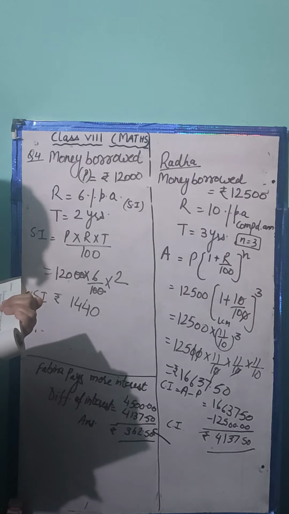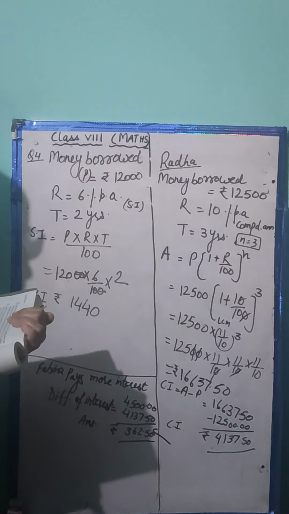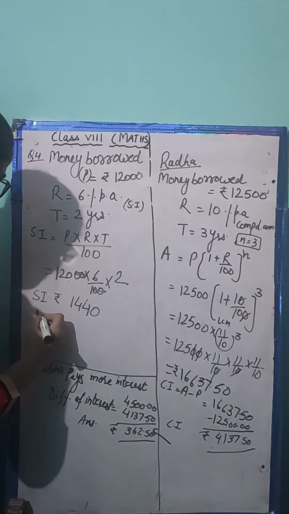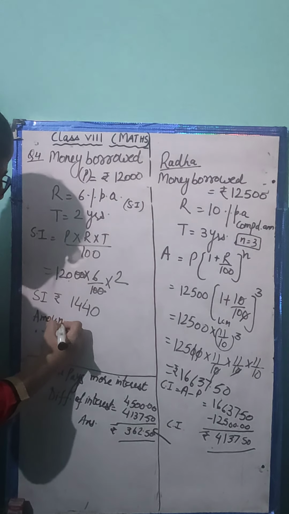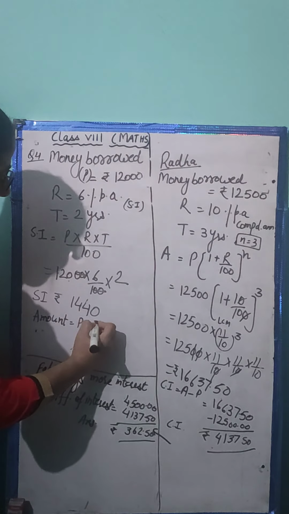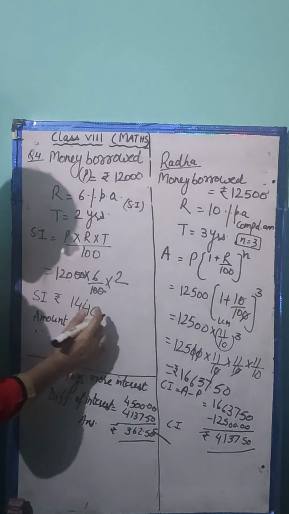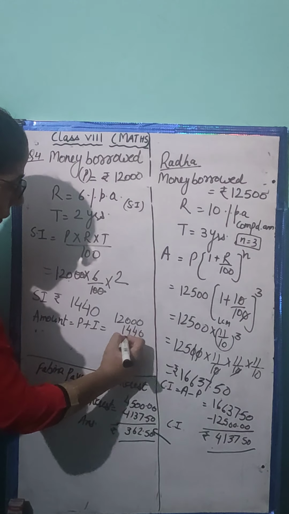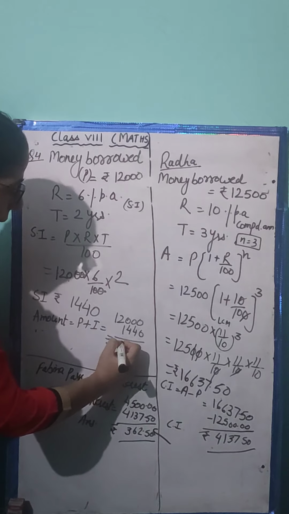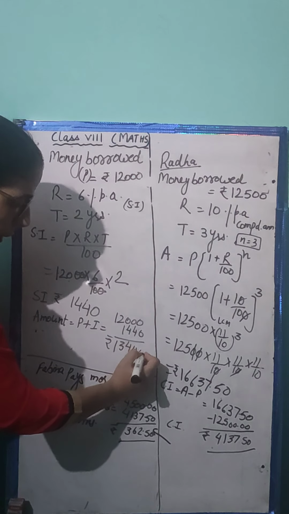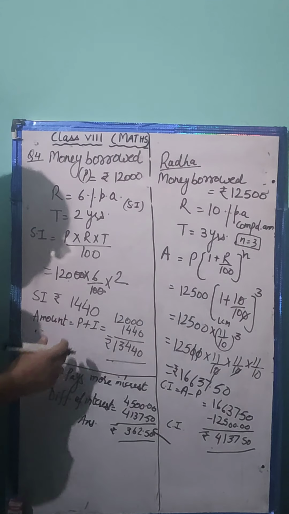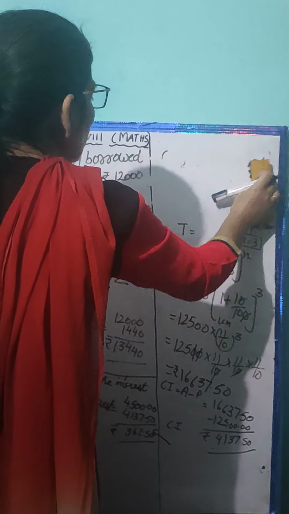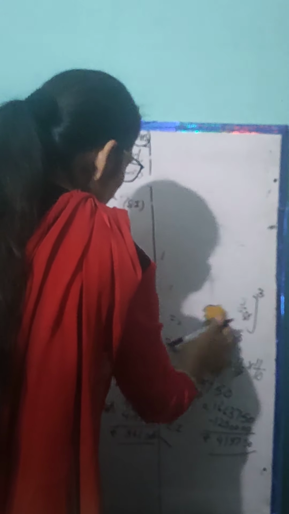What extra amount would I have to pay if it is taken at compound interest at the same rate? So here I am also getting the amount. Amount is equal to P plus I, and that will be 12,000 plus 1440, which will be equal to rupees 13,440, right? So this is when it is taken at simple interest. If taken at compound interest, I am continuing this question.